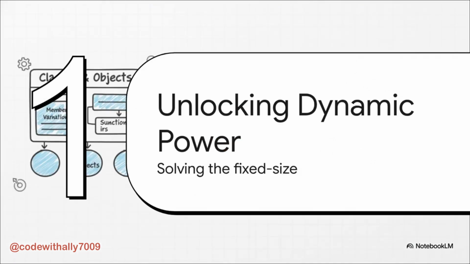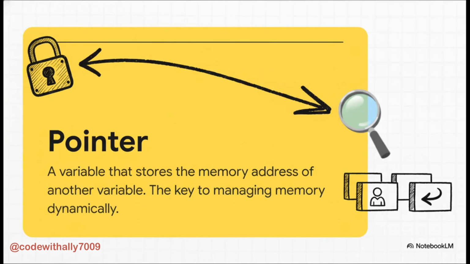Okay, so we've got our amazing student blueprint, but we still have our original problem, right? How do we create a list of these students that can actually grow whenever we need it to? We know a simple array won't cut it. It's time to unlock some real dynamic power. And the key to unlocking that power is another one of those intimidating words from the syllabus, the pointer.